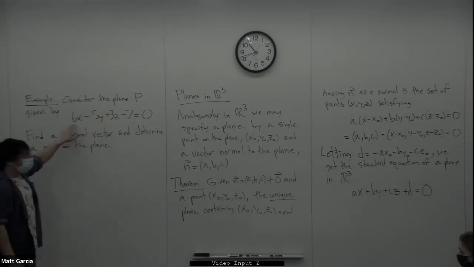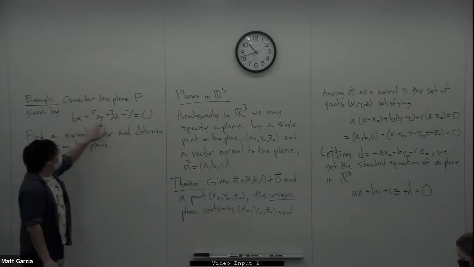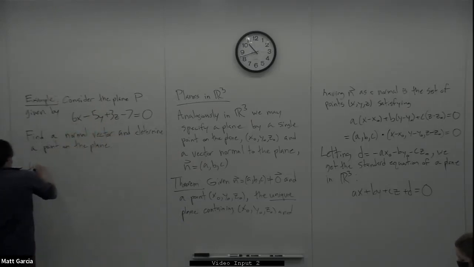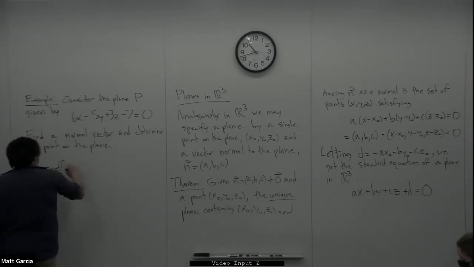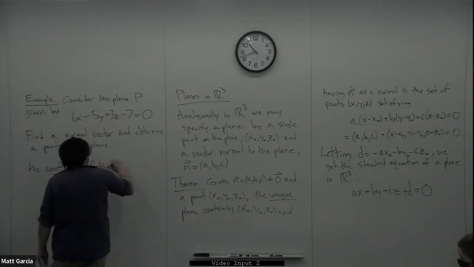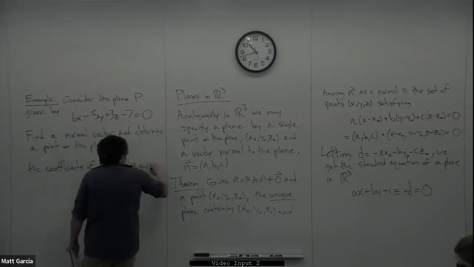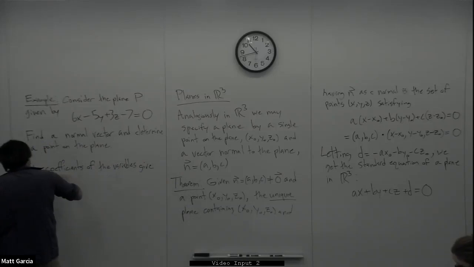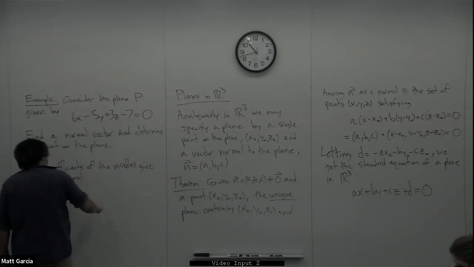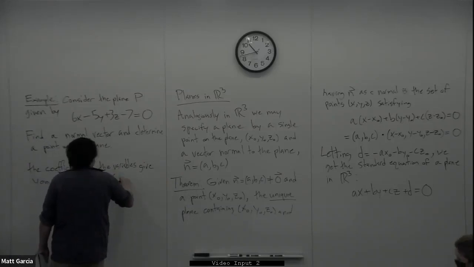So that is to say, you can always get a normal vector from the standard equation of a plane just by looking at the coefficients of x, y, and z. Coefficients of the variables give you a normal. That is to say, we could take n to be 6, negative 5, 3.